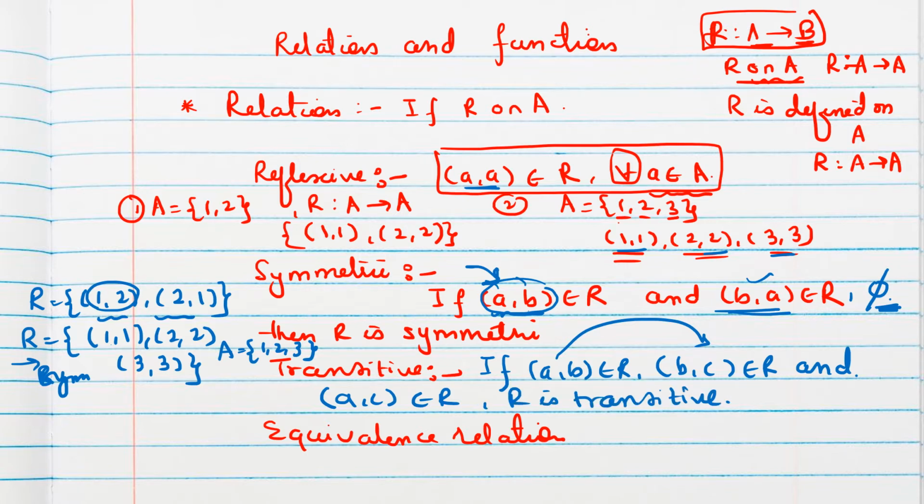Okay. Now in this case, if a comma b you will find in the relation, but b comma c is not there, then no need of checking for a comma c. Okay. Then it will be transitive by default. Otherwise, if an a b type element is there, a b c type element is there, and you will not find a c type, then you can say it is not transitive.